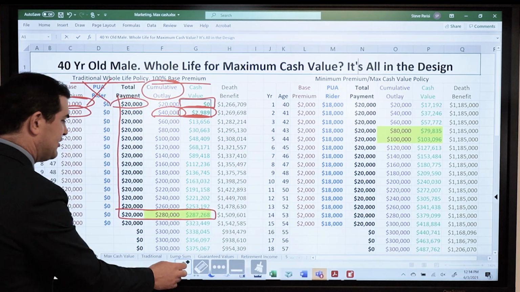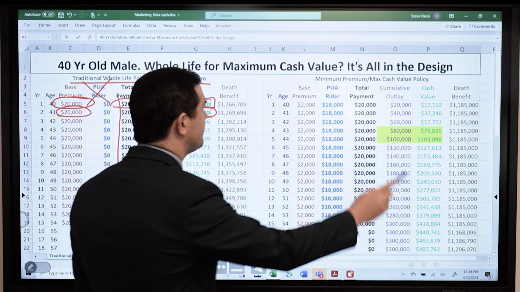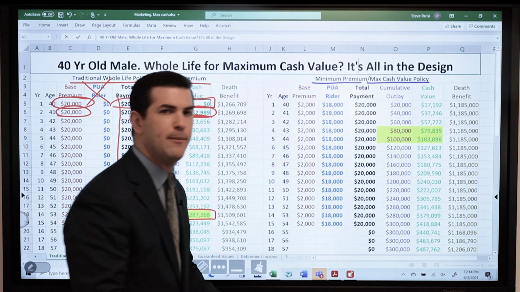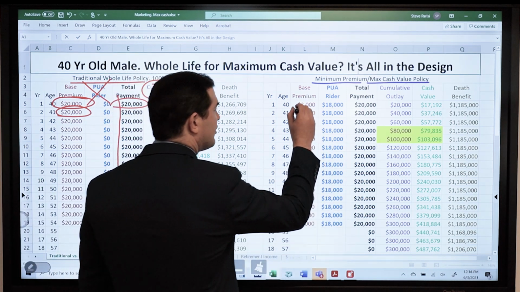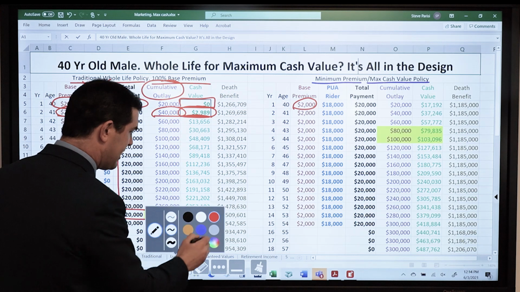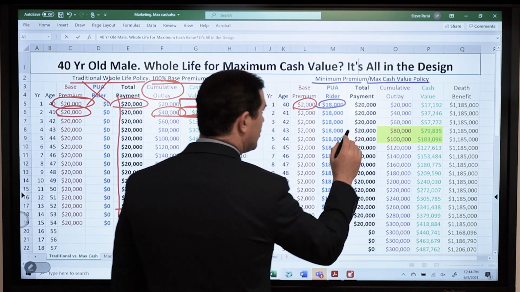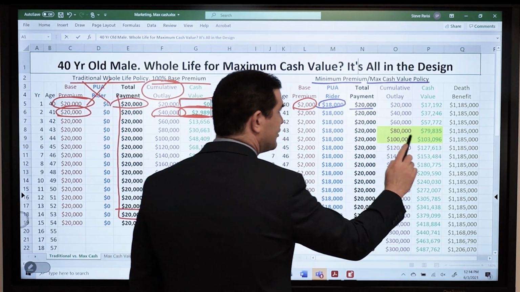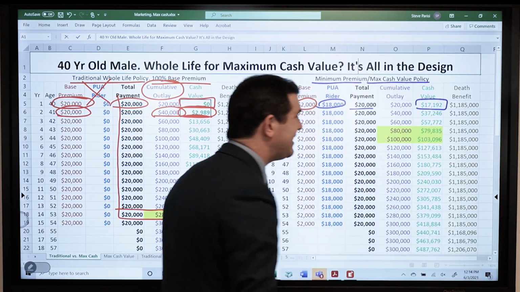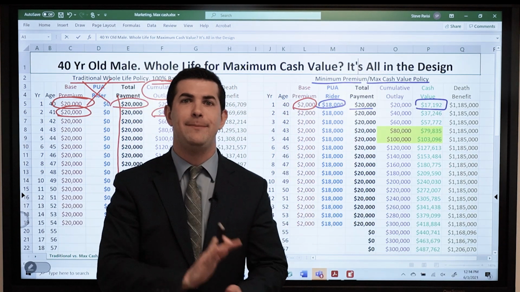Now, if I look at the example on the right, minimum premium, maximum cash value, maximum PUA, $2,000 minimum premium, $18,000 PUA component, total out of pocket $20,000. Look at the difference here. $17,000 in cash value immediately.